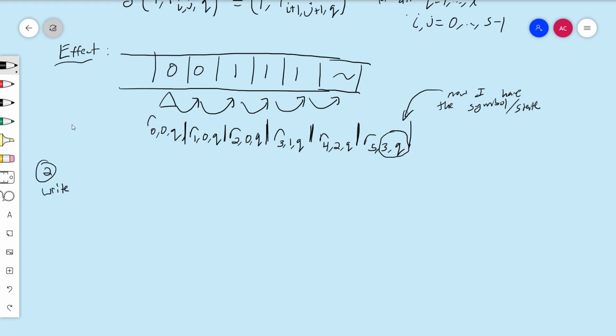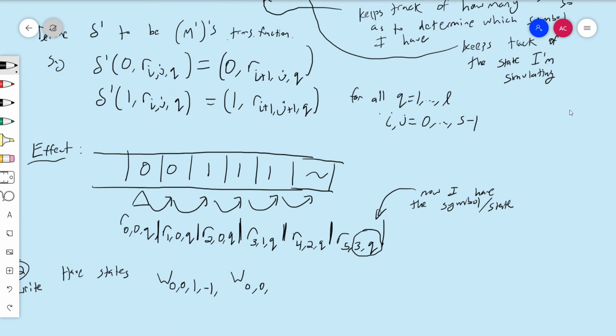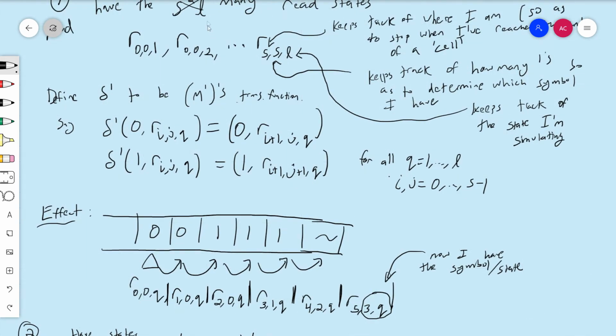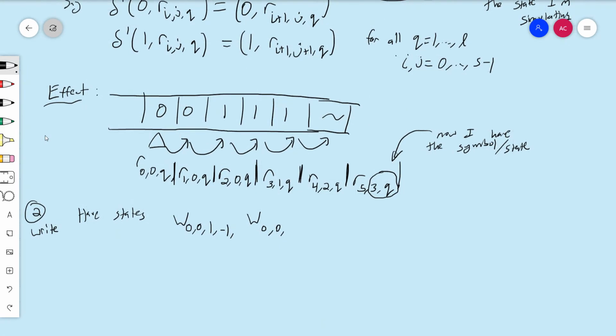So the write phase is going to be more complicated in a sense. We'll have states W 0, 0, 1, negative 1, W 0, 0, 1. So it's going to be kind of the same, except I'm going to have the same number of states times 2, right? I had S squared L states here, or something like that. I'm going to have double that here because I also want to keep track of the direction now. So it's going to be double.